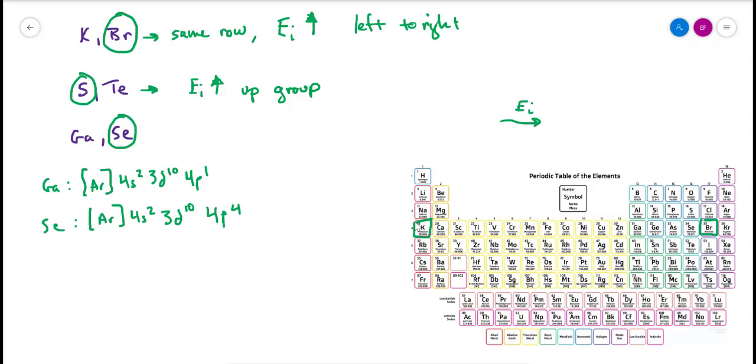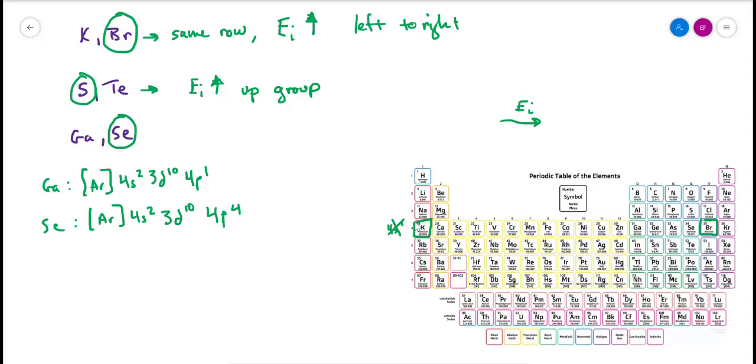We can also say that potassium has a 4s1 electron, right? Once you get rid of that, now you've gotten rid of that entire extra subshell. You're back into this nice noble gas configuration. That's a really happy state. So that means potassium is really easy to ionize, which means bromine is going to be harder. So two different ways to rationalize that.